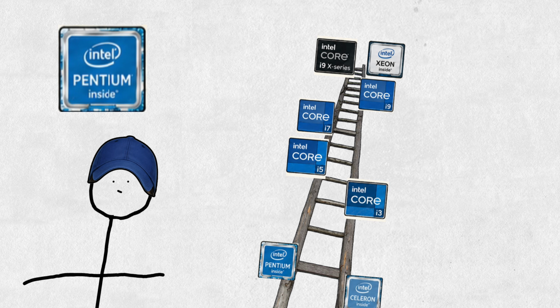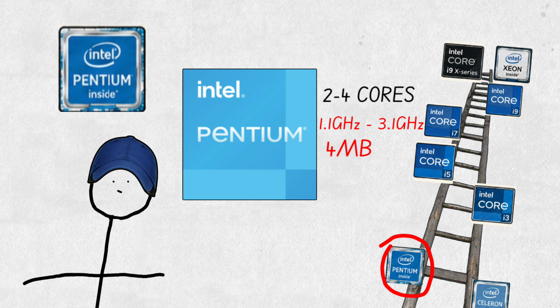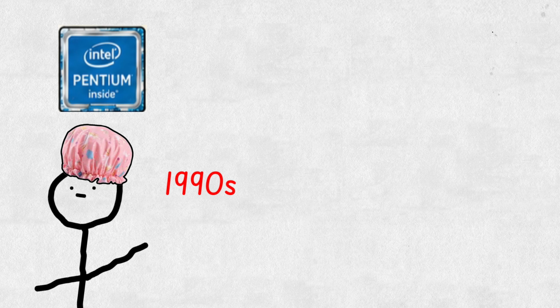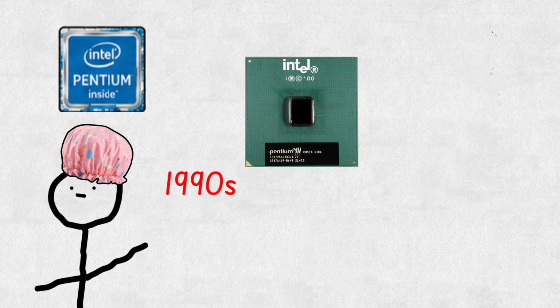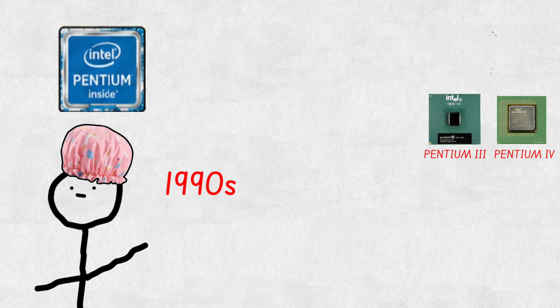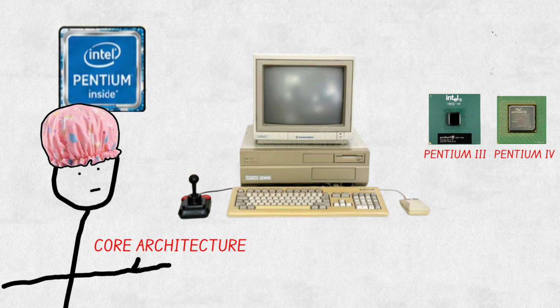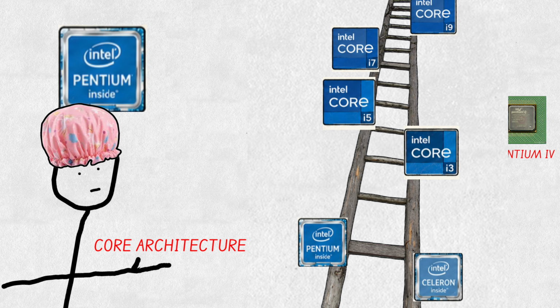Pentium sits one step above Celeron: more cache, slightly better clock speeds, occasionally an extra core, still well below the Core i3. The Pentium name carries a lot of history. In the 1990s, Pentium was Intel's flagship consumer chip. The Pentium 3 and Pentium 4 were the processors powering mainstream PCs at their time. The name meant something. Over the decades, the Core architecture took over as Intel's primary consumer brand, and Pentium was repositioned downward, eventually landing at the budget tier above Celeron.